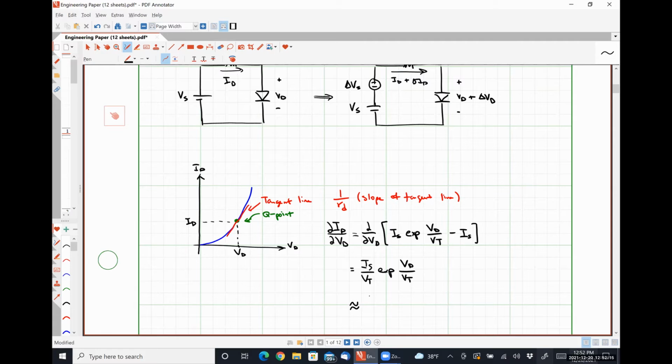And so this gives us ID over VT, which is 1 over RD. From this, our dynamic resistance, RD, is simply the thermal voltage, VT, divided by the large signal diode current, ID, okay? So the dynamic resistance, RD, depends on what amount of current our diode is currently carrying.